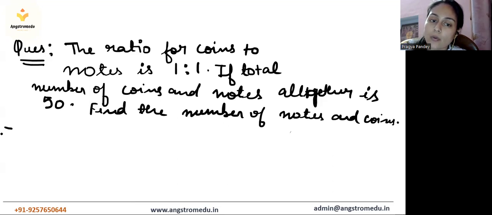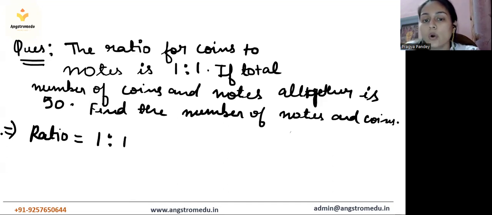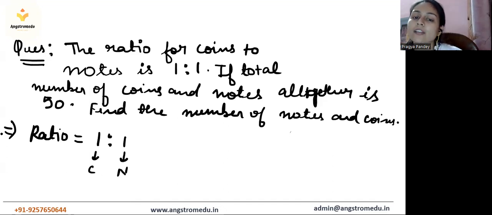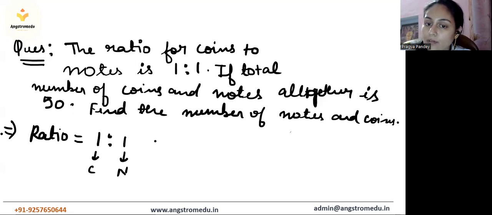First of all, just see the question. First of all, we will find out the ratio, which is already given to us. That is 1:1, meaning coin is to note. So this one is for coin and this one is for notes. And they are saying that the total number of coins and notes altogether is 50. Okay, but we don't know how many are coins and how many of them are notes. So we know the ratio, but we don't know the number. So they're asking us to find out the number only. So it will be like this. First of all, we will find out the sum of ratio.